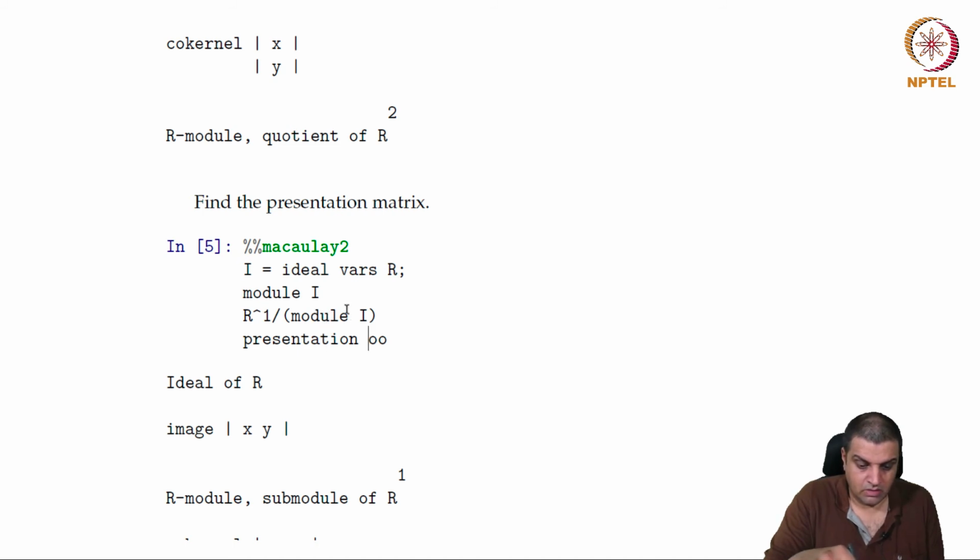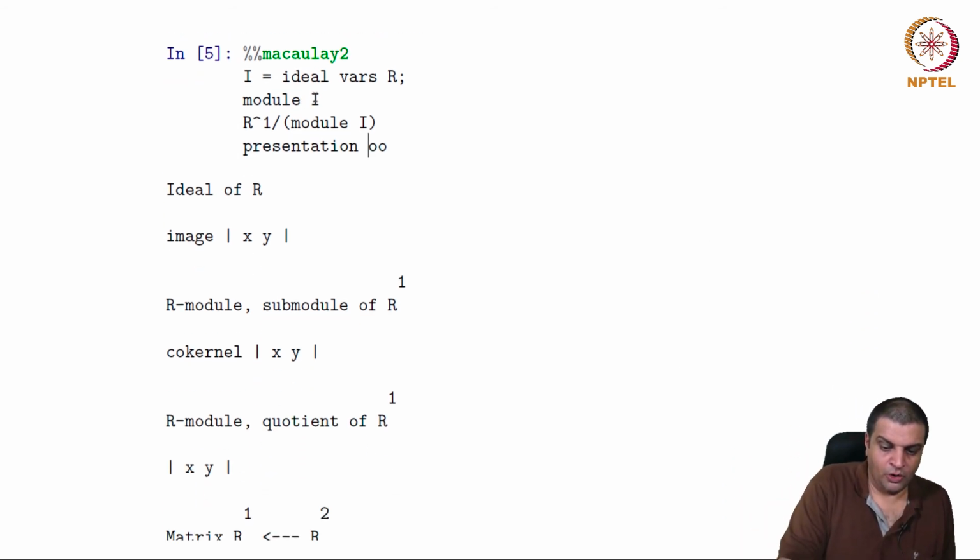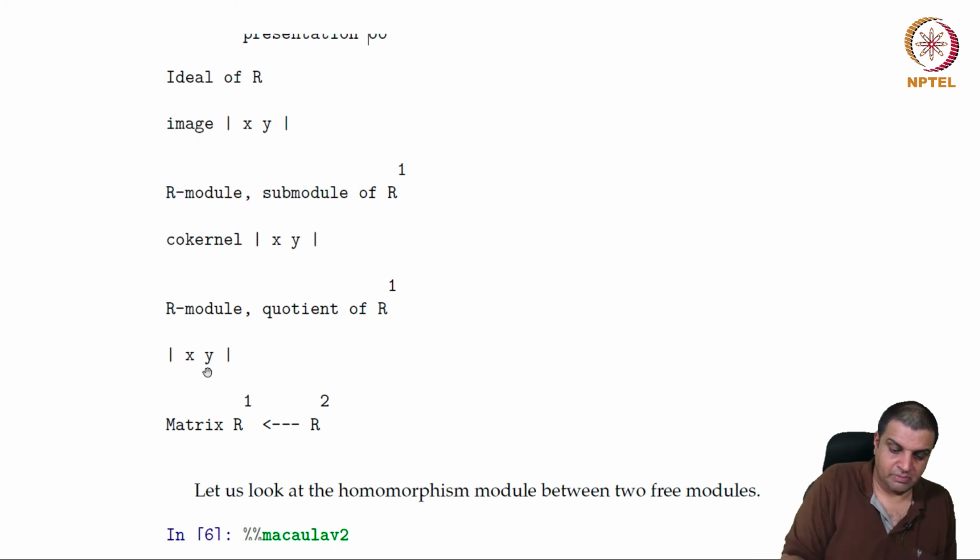Okay, sorry, I jumped. So the output of module I is this thing. If we give I, so it's an ideal of R, then we ask for module of I. It's an image of this R submodule of R1. Then we asked R to the 1 module of I. Then it said R module quotient of R1, and it just gave the matrix for which it is a quotient. It said it's a co-kernel, and then we asked for its presentation matrix. It showed us a matrix.